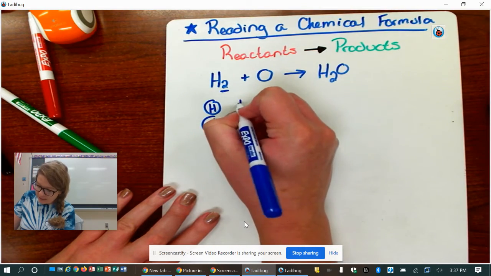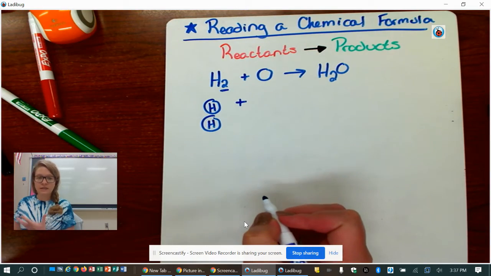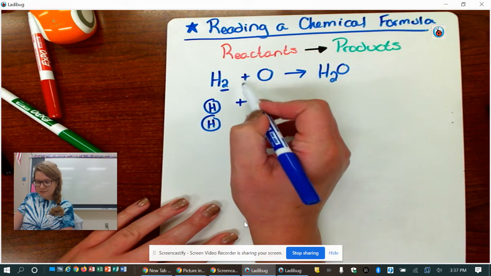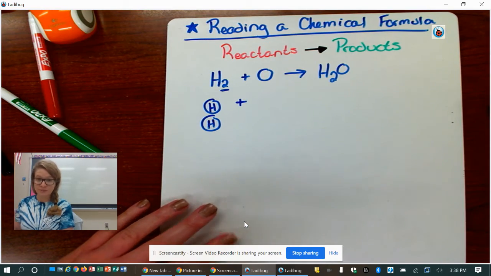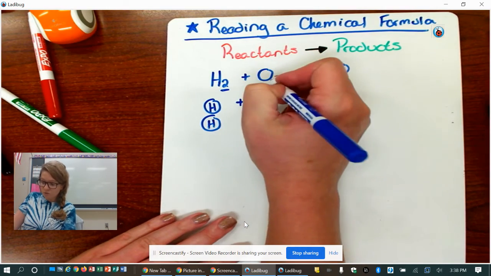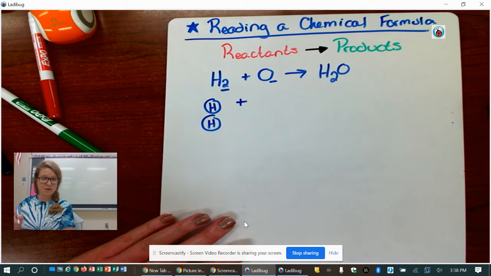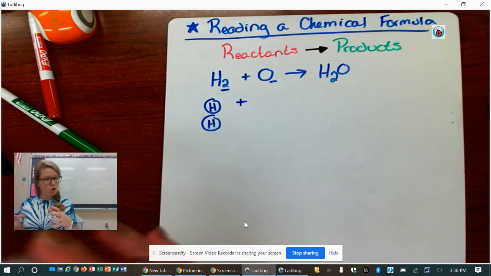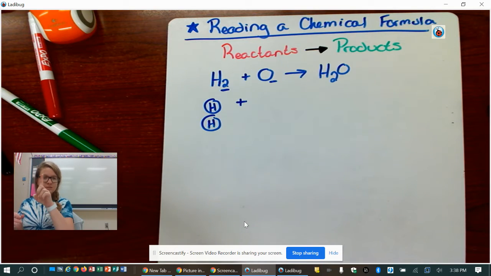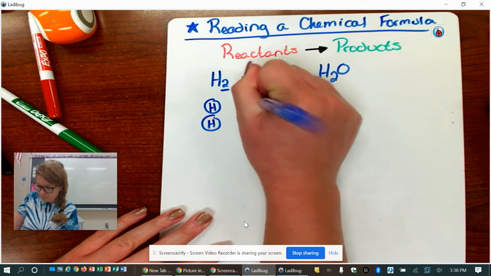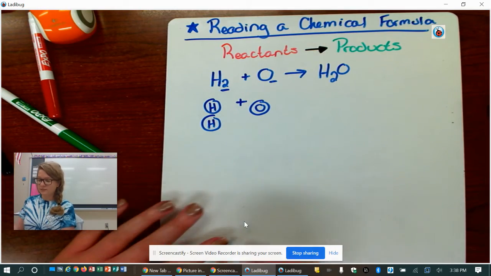Now that plus sign is telling us another ingredient is coming in. So these aren't bonded together yet. That plus sign tells us that they are separate. They are not together. So this O doesn't have any subscript. That means we're just going to assume it's 1. In chemical formulas, if there's no number there, we're going to assume that it's the number 1. So we only have one oxygen atom as our reactant.